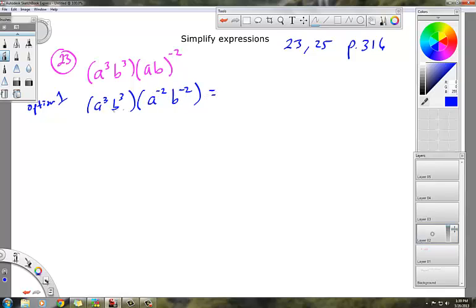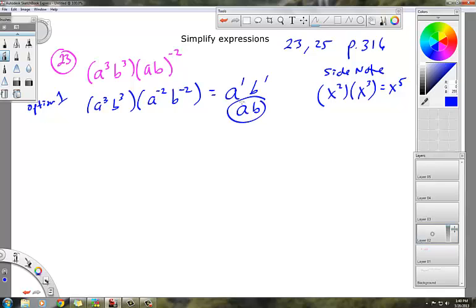And of course, you can just now go left to right, because, just on a side note, if you have something like x squared times x to the third, you remember that that equals x to the fifth. Well, here I have a to the third times a to the negative 2, and you add these exponents, so that's just going to be a to the first, and it's going to be b to the 3 plus negative 2, which is b to the first. So this answer should be ab.